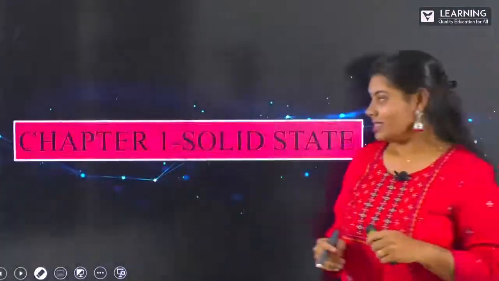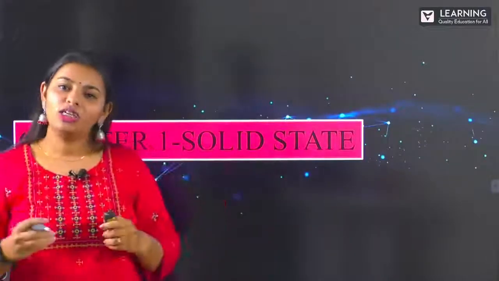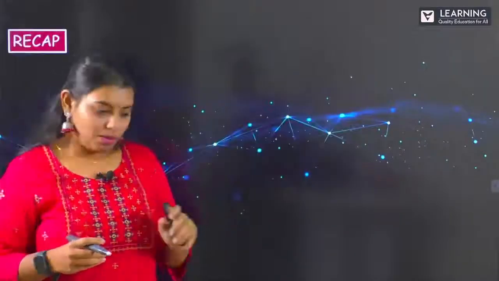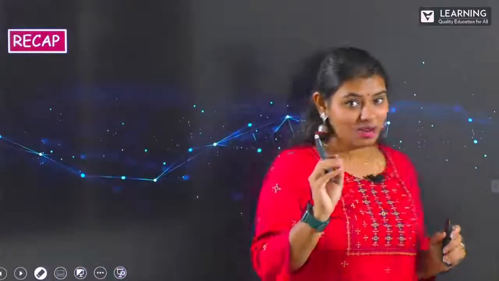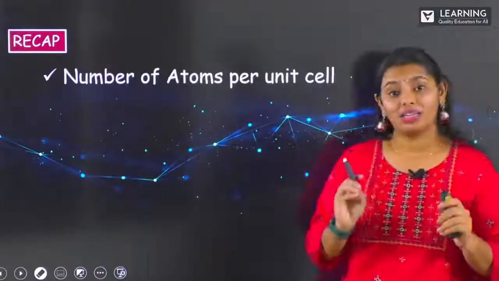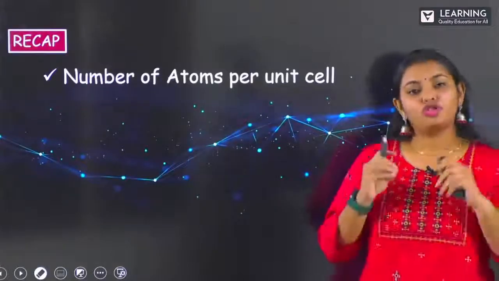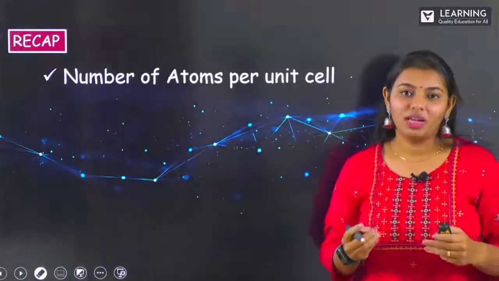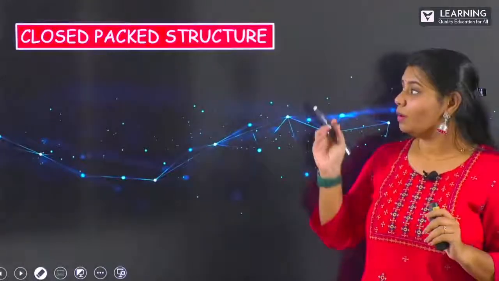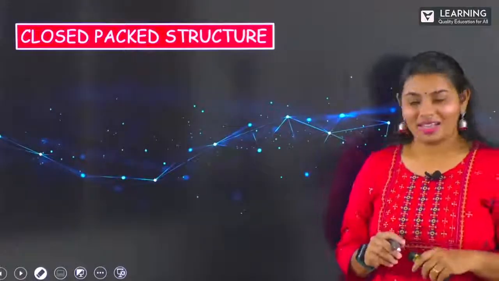Now, as I told you, the first chapter is solid state, correct? So, in the last class, what did we exactly study? We studied about the number of atoms that is there in the unit cell, right? The number of atoms per unit cell. We studied about that in the previous class. So, today's class, what is the topic that we will be learning? Today's class, we will be learning about close packed structure.